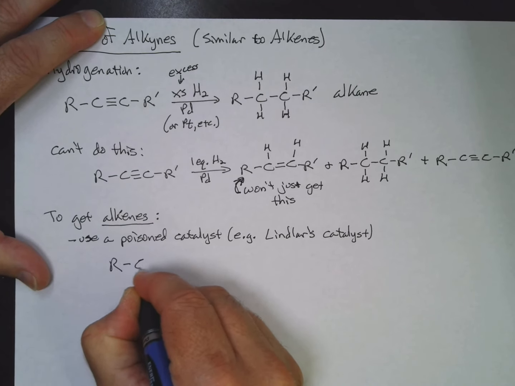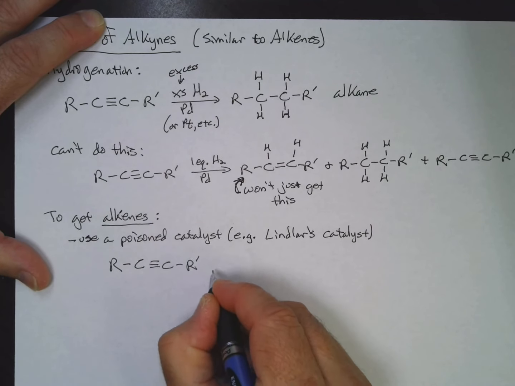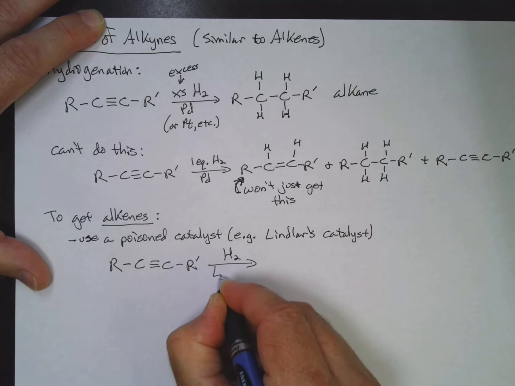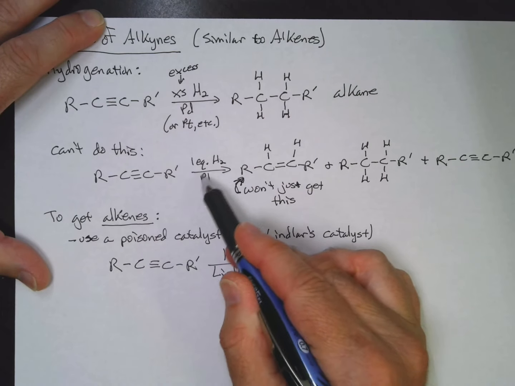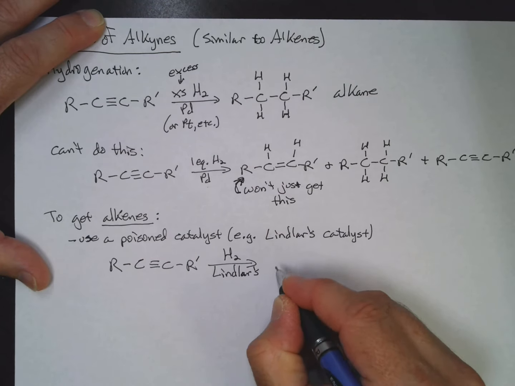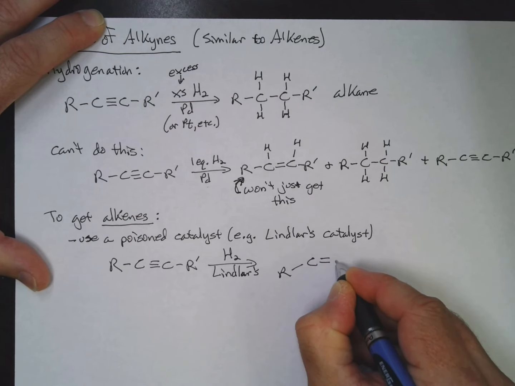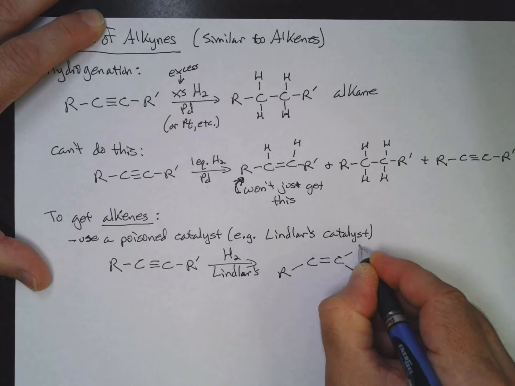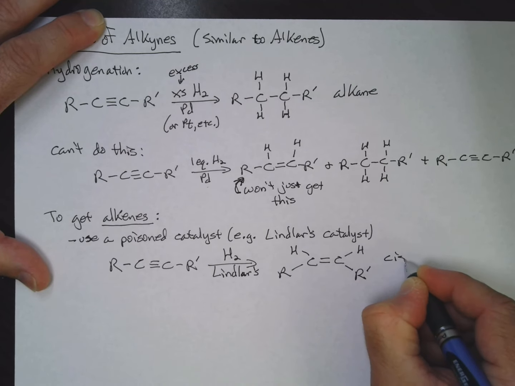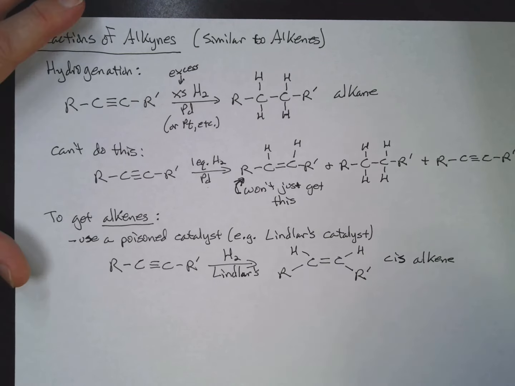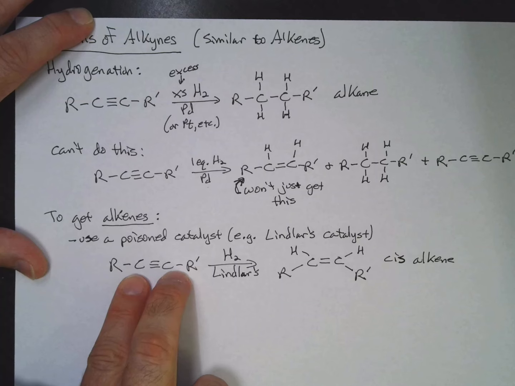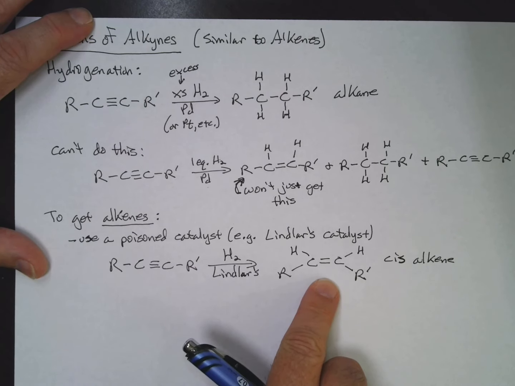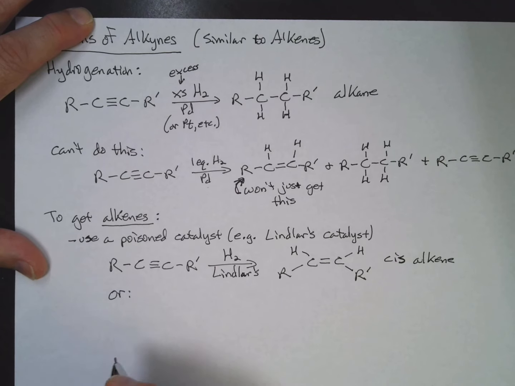So it would look like this: R, C, triple bond C, R prime. And we will do H2 and Lindlar's. And because it's the same type of catalyst, a surface catalyst, we will get a cis alkene. Because again, remember, hydrogenation of alkenes is a syn process. So even with our poisoned catalyst, it's still a syn-type addition. The two hydrogens add to the same side, and we end up with a cis alkene. Or we could use a different mechanism.